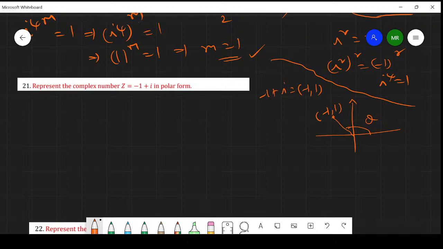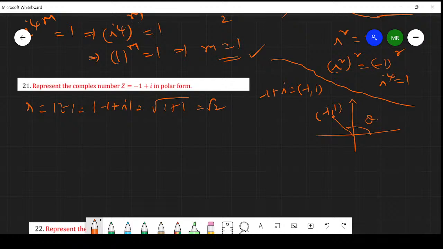Now I will tell you the simple technique to solve this. z is equal to -1 plus i. I can find the R value. First, modulus R equal to mod z, mod of -1 plus i, which is root of (-1) whole square plus 1 square, it will be root 2. I told you, mod of a plus ib is root of a square plus b square. The coefficient of i is 1, so this is root 2, the modulus of the complex number.